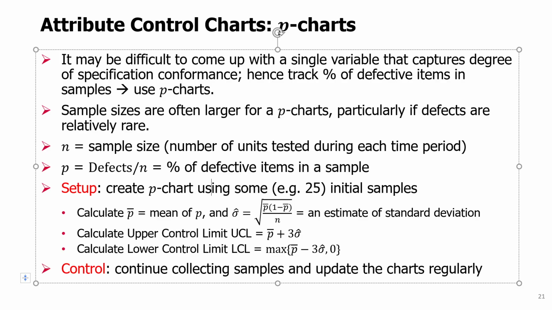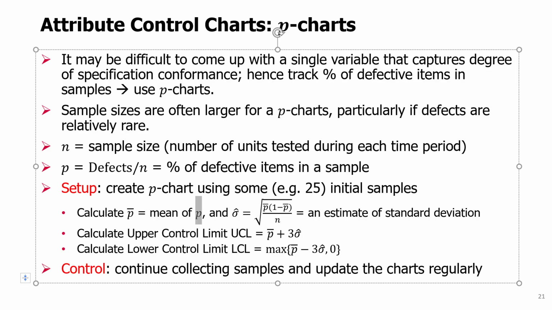In order to set up, again, we will have two stages. We set up the chart once, creating a P chart using, for example, 25 initial samples of data. When we set it up, we again calculate the central value, which is the mean value of all the P values. Remember, P is the percentage in one sample, and P bar will be the average over 25 days of those P values.